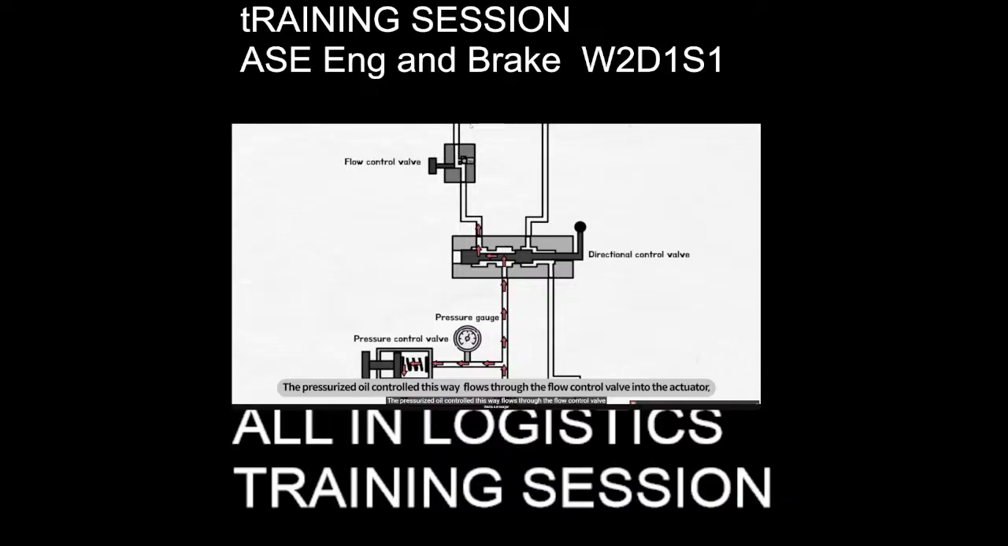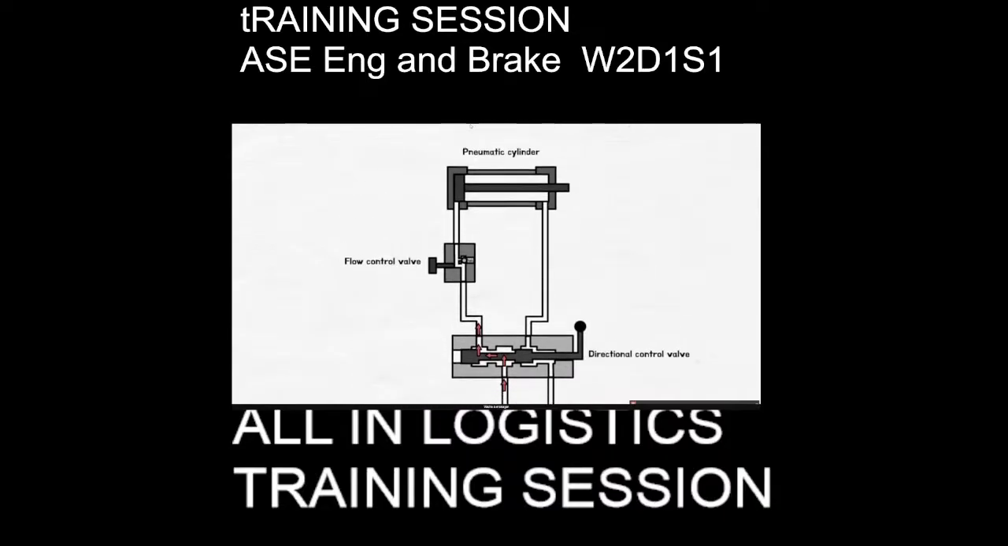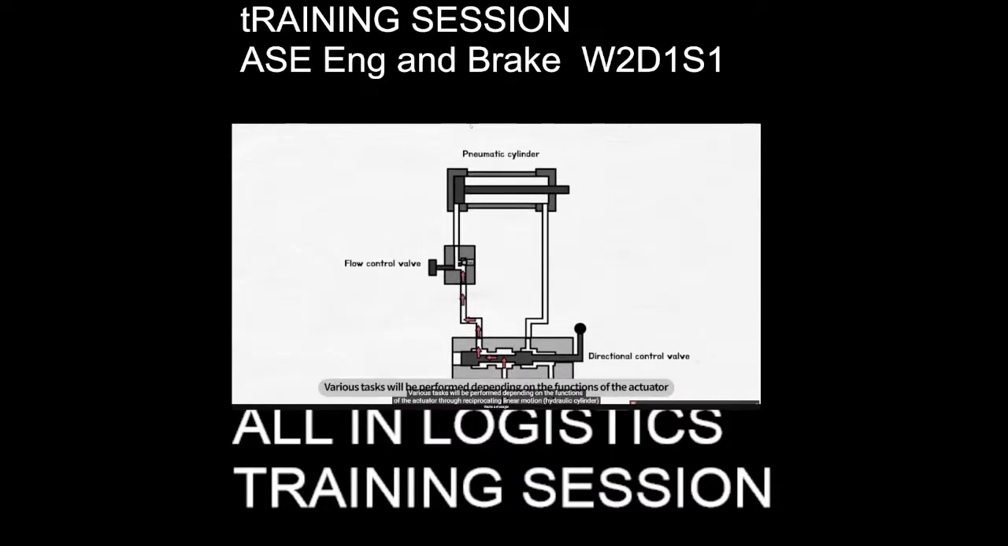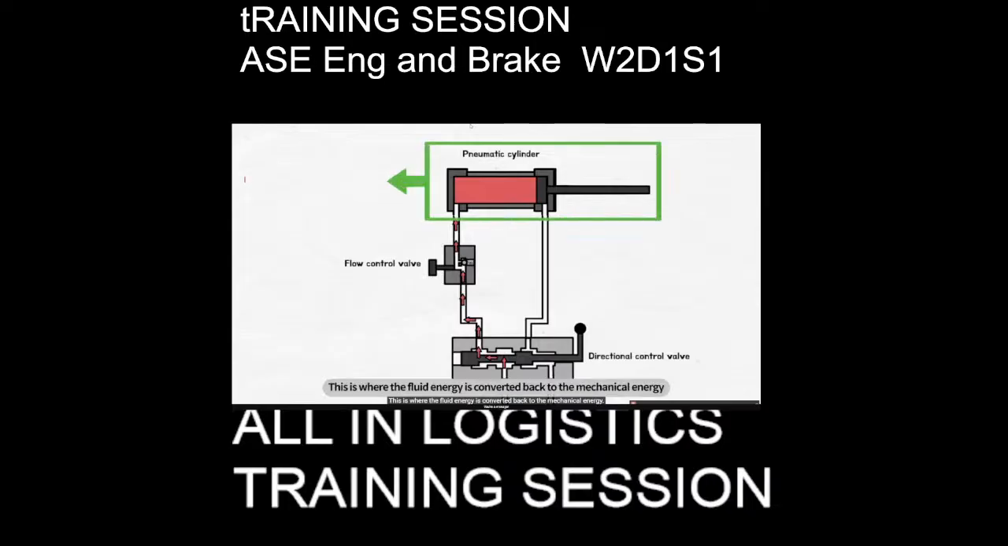The pressurized oil controlled this way flows through the flow control valve into the actuator, activating the actuator. Various tasks will be performed depending on the functions of the actuator, through reciprocating linear motion, hydraulic cylinder, or through rotational motion, hydraulic motor. This is where the fluid energy is converted back to mechanical energy.